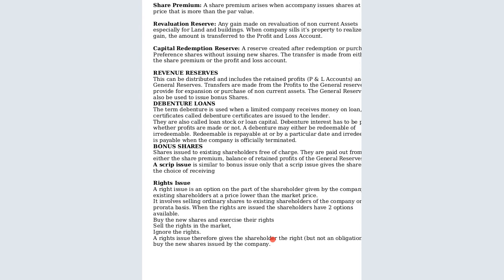Selling the rights in the market means when you are a shareholder, you don't want to buy more shares. Instead, you sell that right to another person outside. You tell another person, there is an offer I'm given here, but I don't want to buy those shares. Can you come and buy? If you make a profit from that, you make a profit. Then the third option is you ignore. You don't want to buy and you don't want to sell. You just ignore the rights.